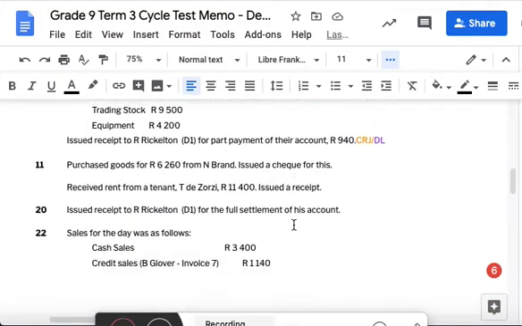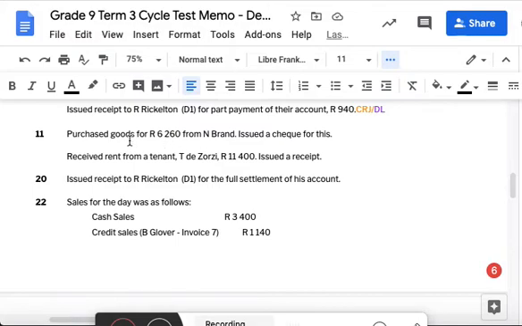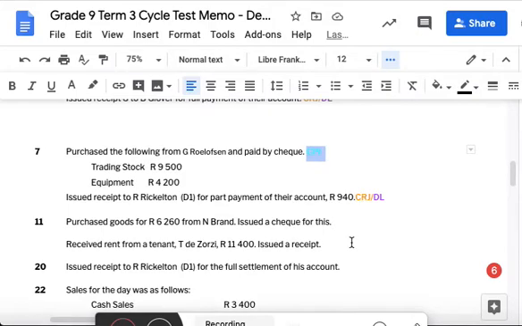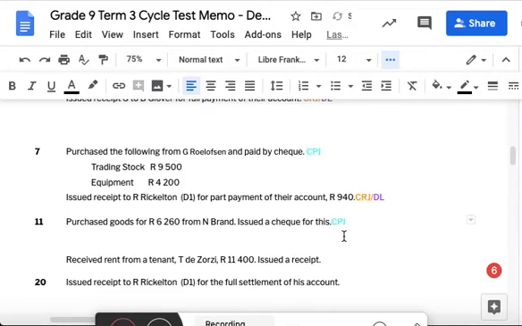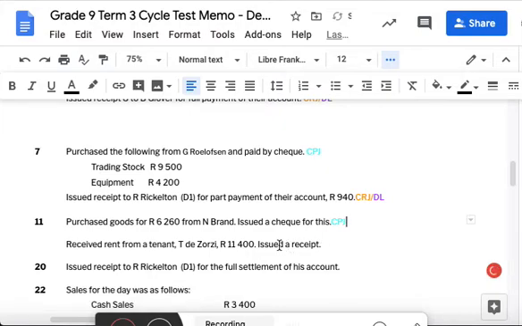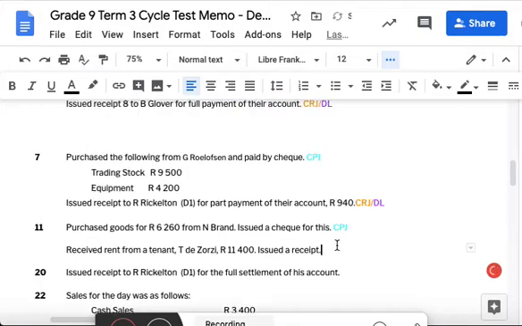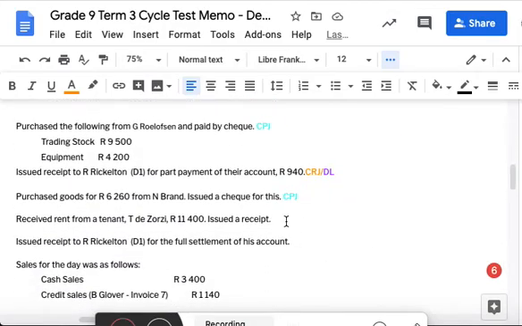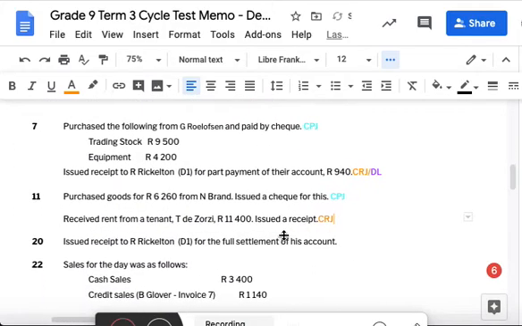If we look at the next transaction, on the 11th, we purchased goods for 6,260 Rand from N Brand, and we issued a check for this. What book are we in? CPJ, spot on. Okay. On the same day, we received rent from a tenant, T. Dezorzi, and we issued a receipt for 11,400 Rand. CPJ, CRJ. CRJ. Let me just get one of those. CRJ. Any other transactions on the same day?